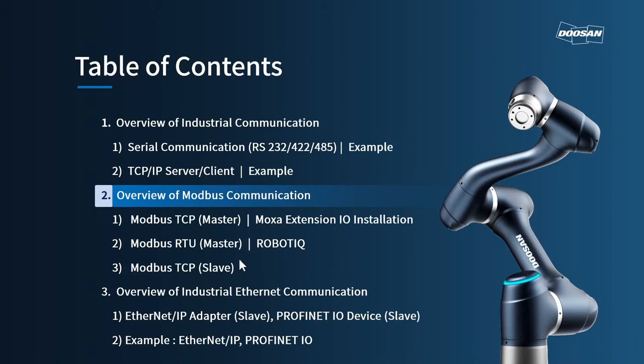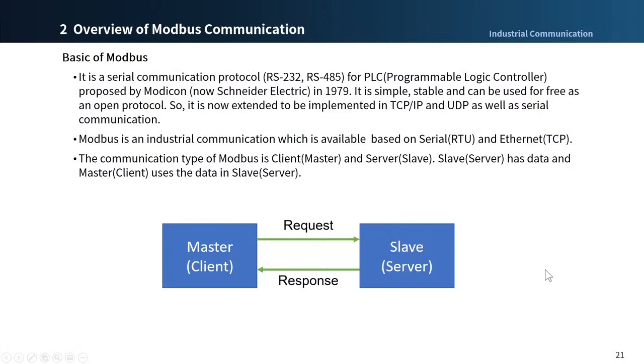Next, I want to introduce our first industrial communication, Modbus. Modbus is a communication protocol that was created in 1978. It provides prerequisites. There is a serial-based Modbus RTU and Ethernet-based Modbus TCP. Modbus has a simple server and client structure. The master makes a request to the slave and the slave responds.